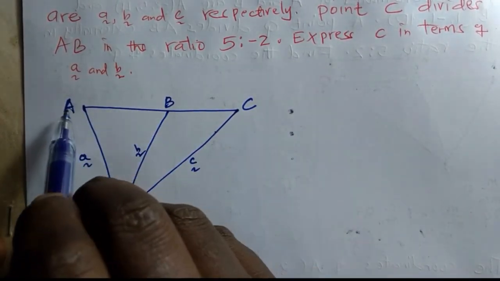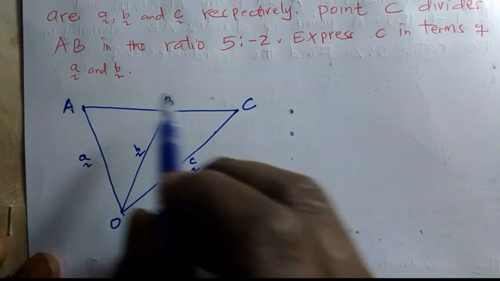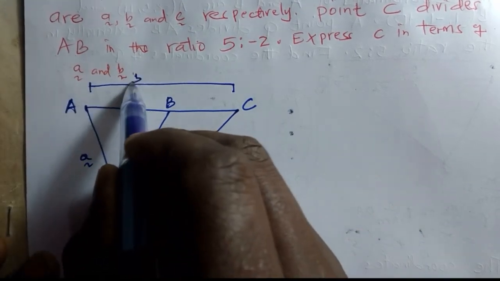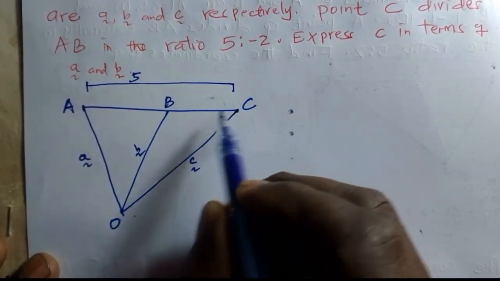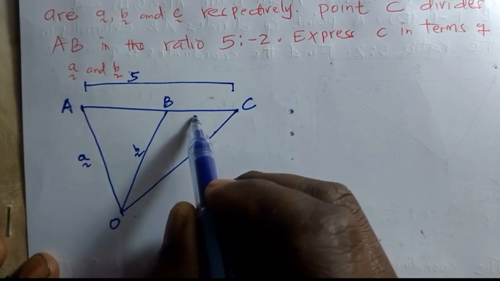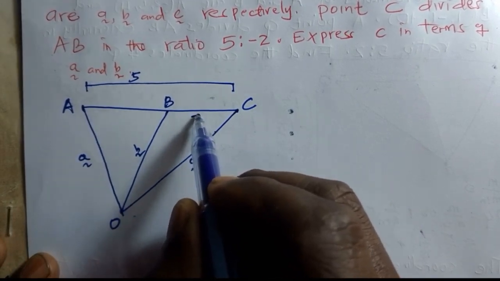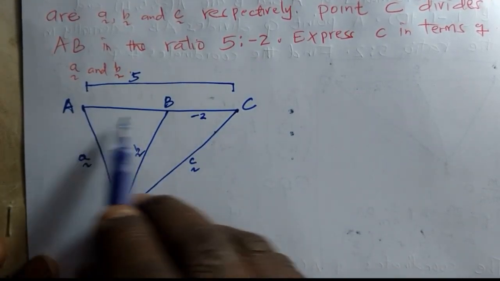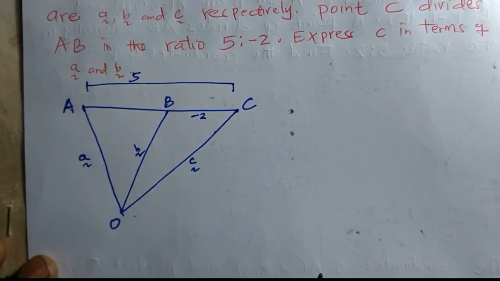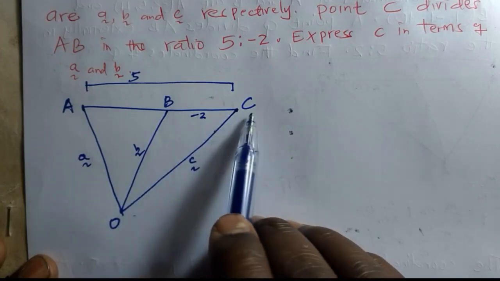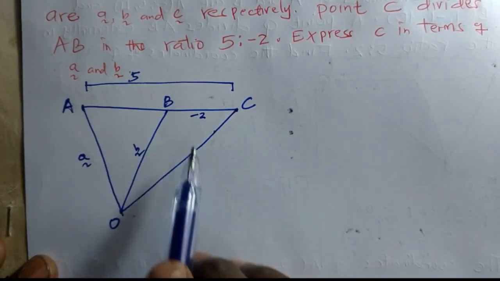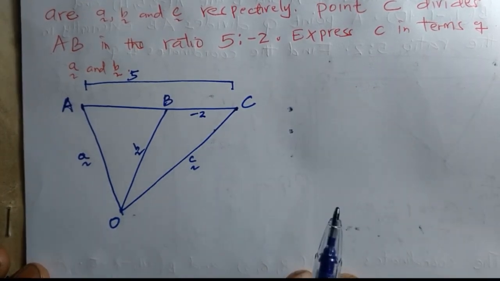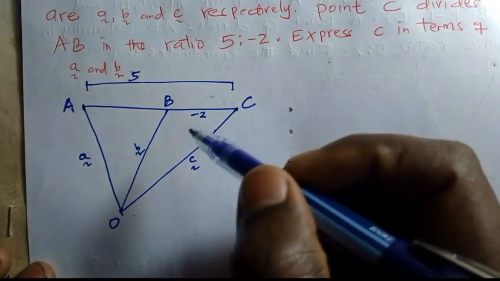From A to C, from here to here, it is 5 units. From here to here, it is 2 units. That's why it is given -2, because it is 2 units. It is going and then coming back. If this is positive, this coming back is negative. That's why we have -2, and that is external division. So remember the ratio theorem.